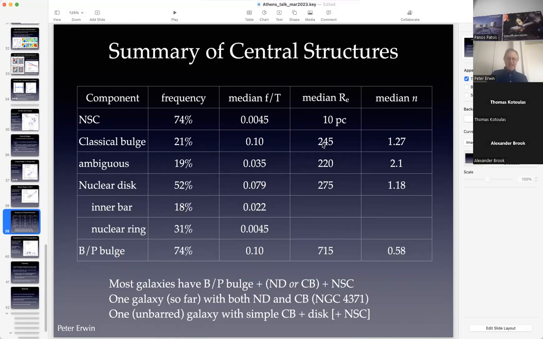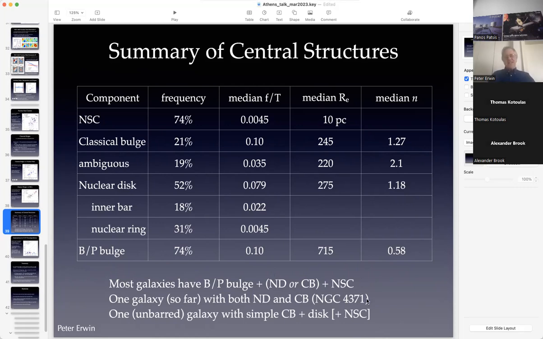Classical bulges, let's say 245 parsecs, nuclear disks, 275 parsecs, BP bulges, 700 parsecs. So the classical bulges and the nuclear disks are kind of similarly sized, and the classical bulges, nuclear disks, and BP bulges are a similar fraction of the galaxy light. And most galaxies have both a BP bulge and either a nuclear disk or a classical bulge, and usually a nuclear star cluster. That's the most common scenario.